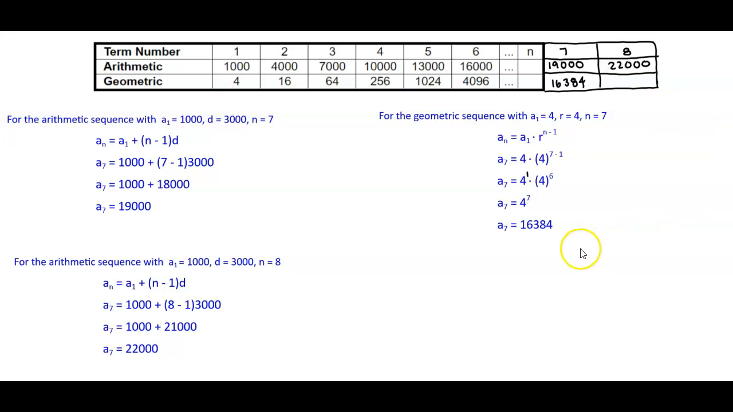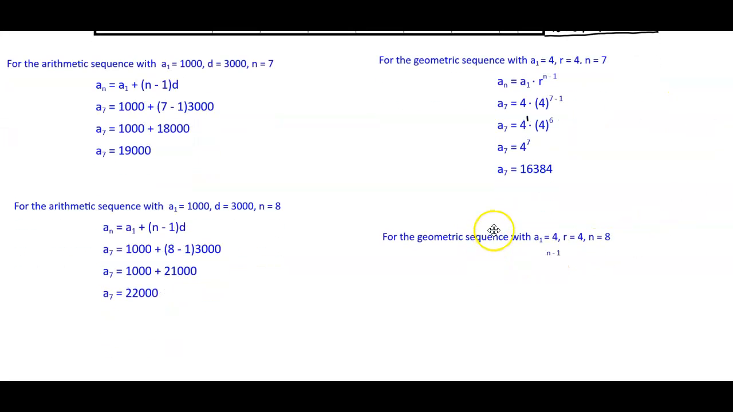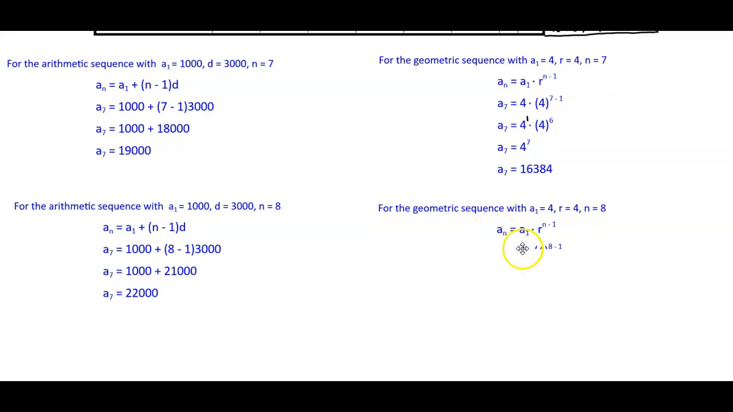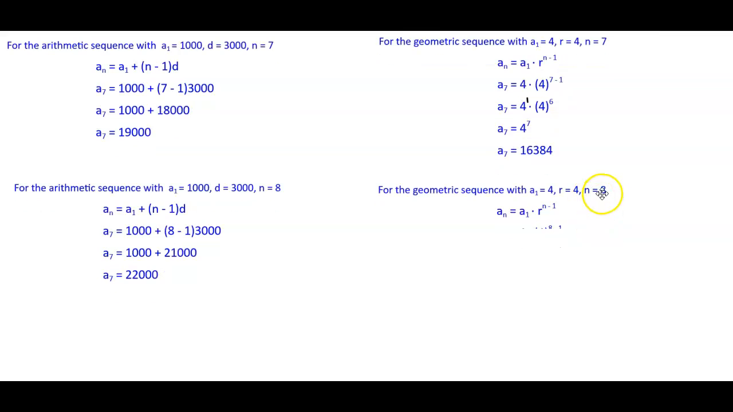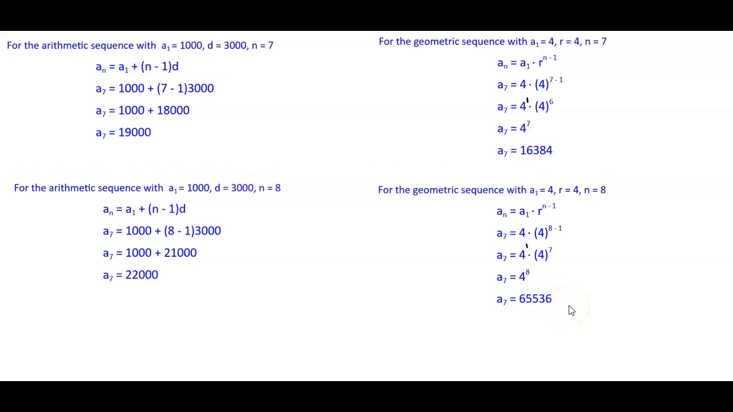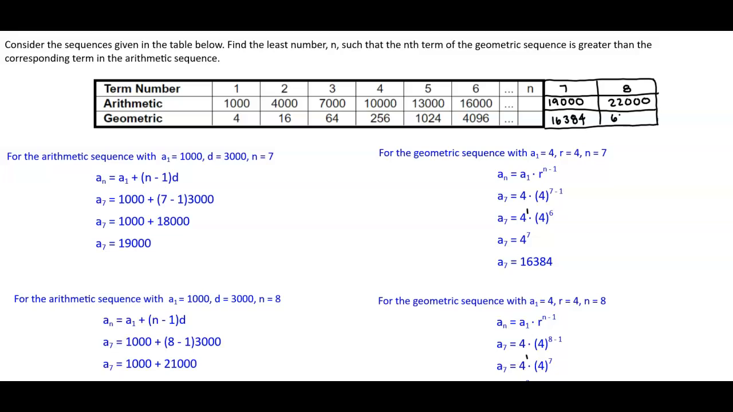Now let's take a look at the geometric sequence with the eighth term. So again, the first term is 4, the common ratio is 4, and the eighth term, so n is equal to 8. So plugging that in, the eighth term is 4 times 4 to the 8 minus 1. Well, 8 minus 1 gives us 7. And remember, when you multiply with the same base, you add your exponents. So therefore, this becomes 4 to the 8th power. And 4 to the 8th power is 65,536.